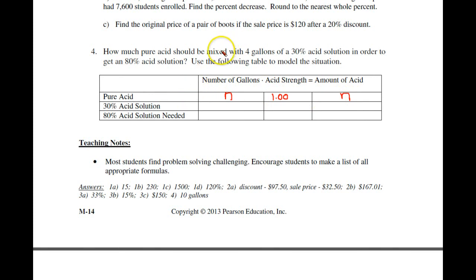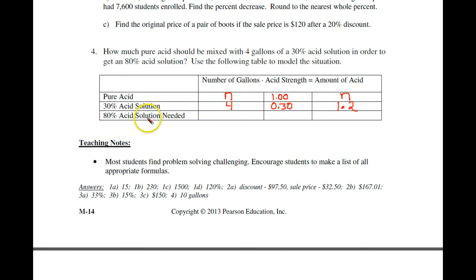Now, you're going to mix it with 4 gallons of 30%. So how many gallons of 30%? 4. What is the strength of 30%? Well, 0.30. And what will that be? Well, that's 4 times that, which is going to be 1.2. I just multiplied that. I knew there was going to be a 12. I had to check where the decimal was going to go.